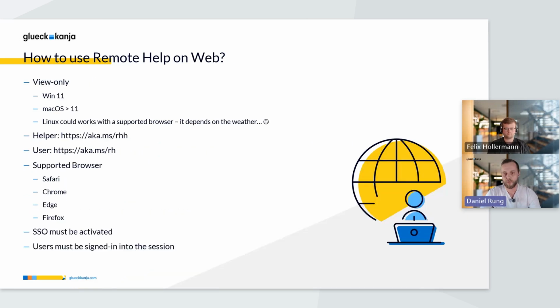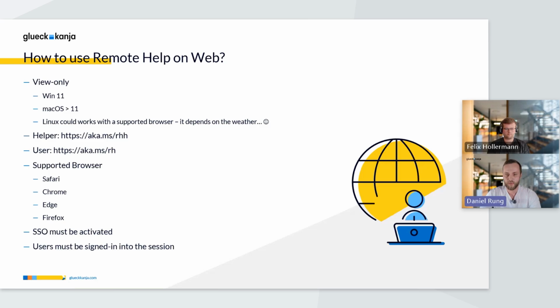Last option, this one is for macOS and for Windows devices. The helper can also use only the web app, so you don't need the Remote Help app, but only view-only mode works, so no full control, no elevation. Yeah, Linux, we tested it, but Microsoft says it's not supported, but it could work on a supported browser. Yeah, sometimes it depends on the weather if it works or not.